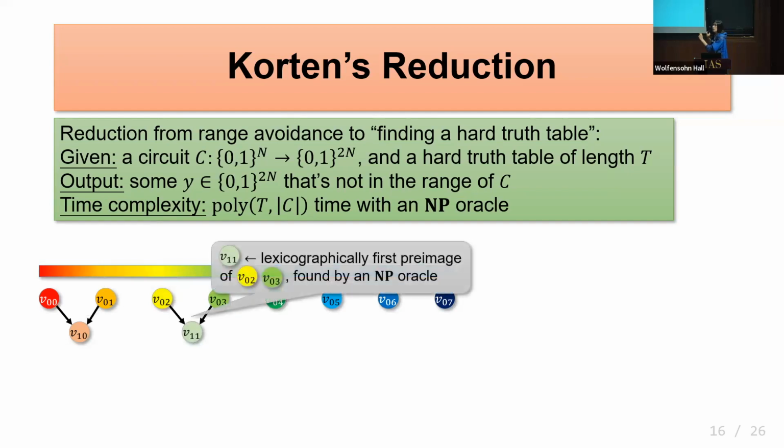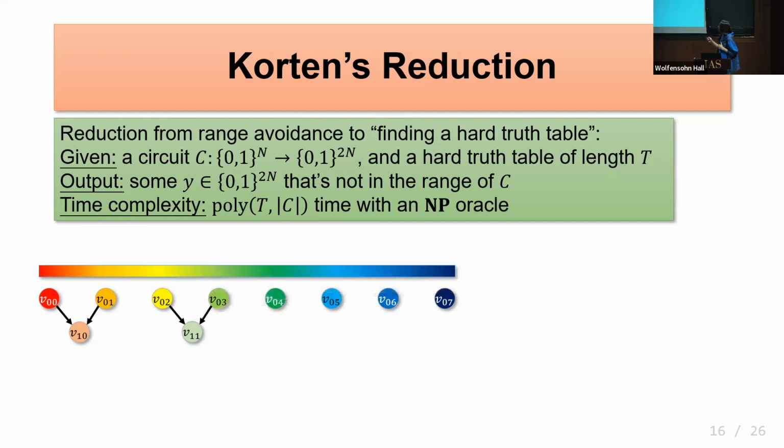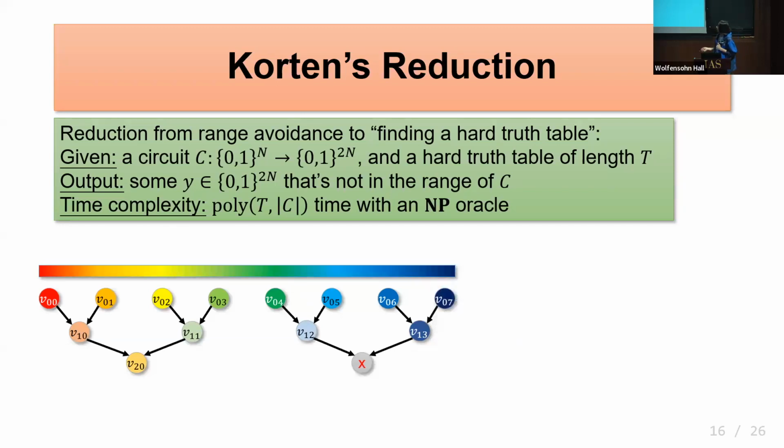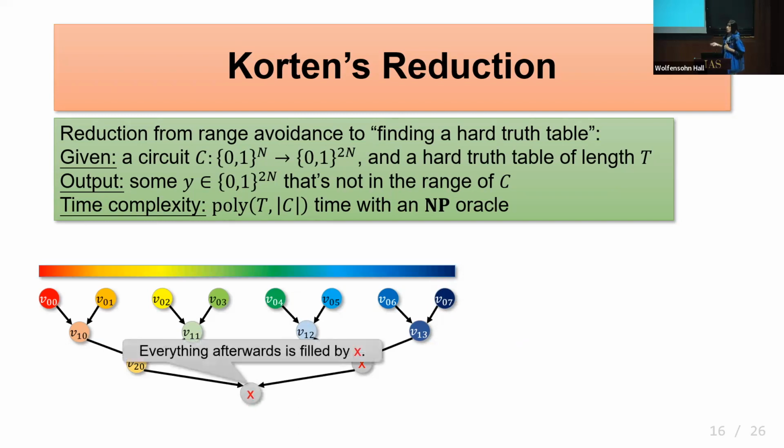If the length 2n string is indeed compressible, then our NP oracle should successfully find the lexicographically first preimage, and we should be able to extend the GGM tree, and so on, until at some point we fail to invert, we fail to compress the length 2n string to n. This means we find a non-output of the circuit and we solve the range avoidance problem. After this happens, let's just make everything afterwards the special failure symbol.